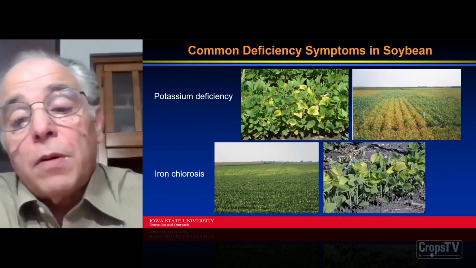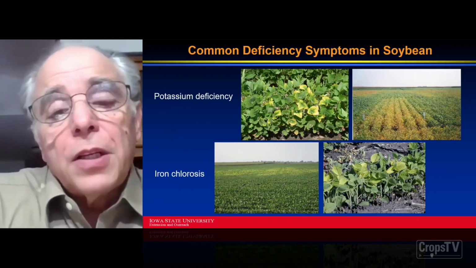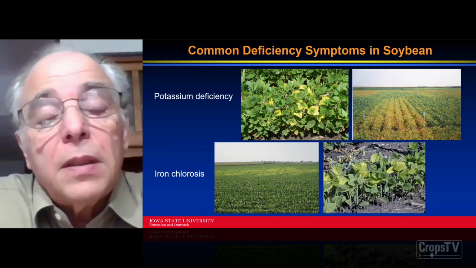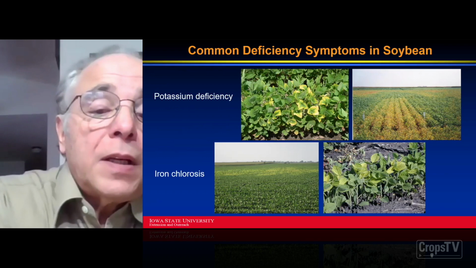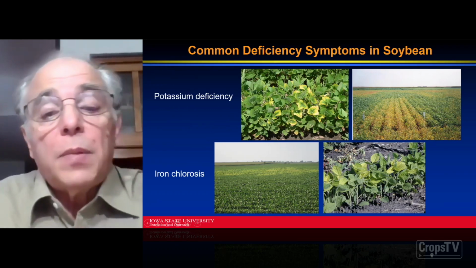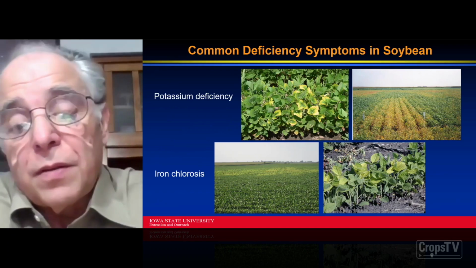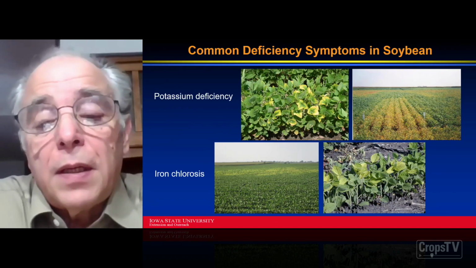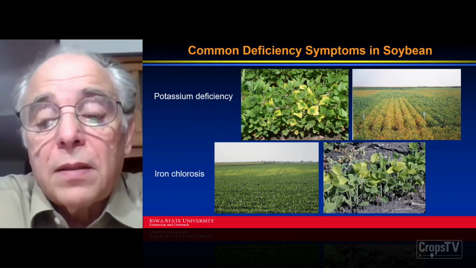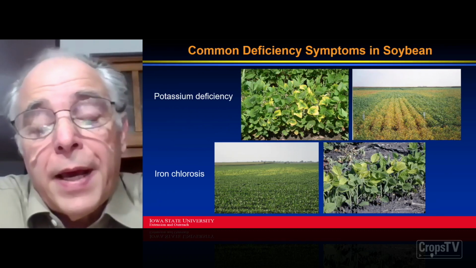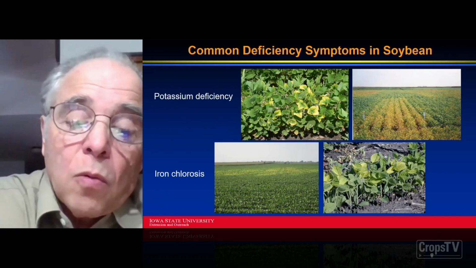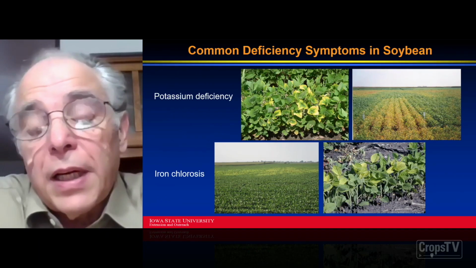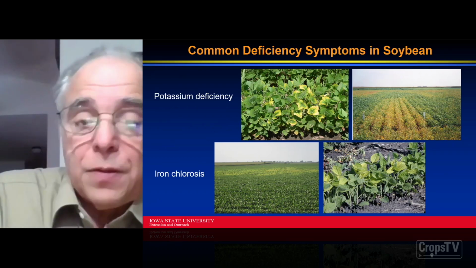Now, in Iowa, when we're talking about soybean, there are essentially two nutrient deficiencies that are fairly common, and we can see one is the potassium deficiency, at the top, and then the iron chlorosis. In calcareous soils, the iron gets tied up, and this is not a problem for corn, but soybean is sensitive to that. And then there are wide differences between varieties.